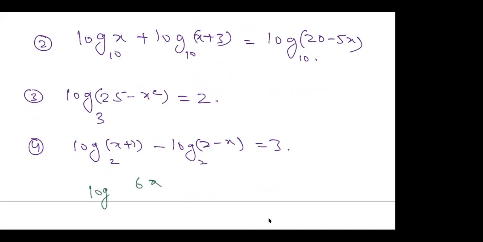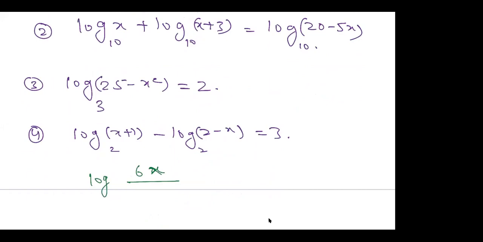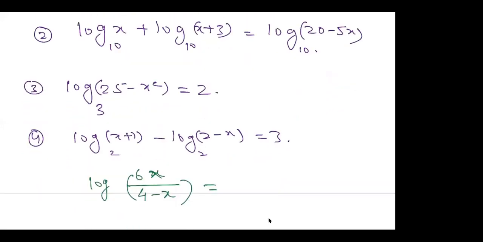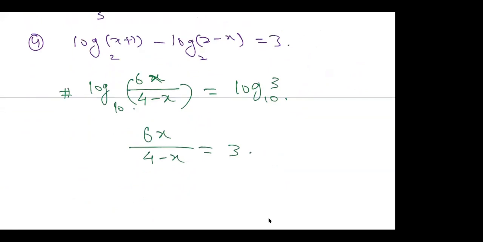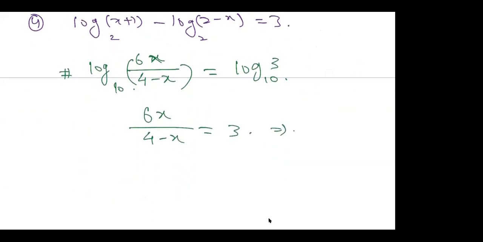log of 6x upon 4 minus x, and that is equal to log 3 with a base 10. By 1-to-1 property, I can write 6x upon 4 minus x is equal to 3. Right, 6x is equal to 12 minus 3x. x is equal to 12 by 9.